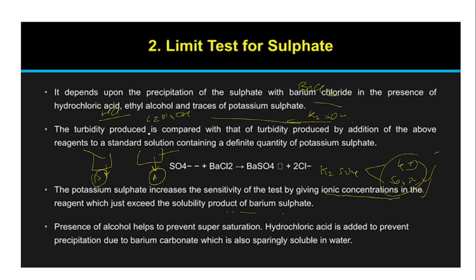The second point is that the presence of alcohol helps to prevent supersaturation. We use ethyl alcohol here. So what does it do? It prevents supersaturation. And hydrochloric acid is added to prevent precipitation due to barium carbonate. We use barium chloride and hydrochloric acid, and here you can see SO4 reacts with BaCl2 to form barium sulfate, which is sparingly soluble in water. Just to prevent its solubility in water, we use hydrochloric acid. This is the test used to know the sulfate concentration in a particular solution.